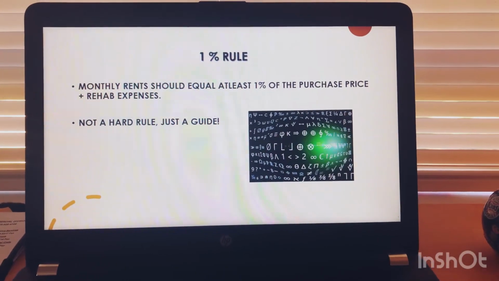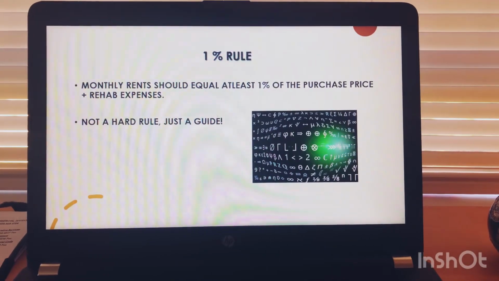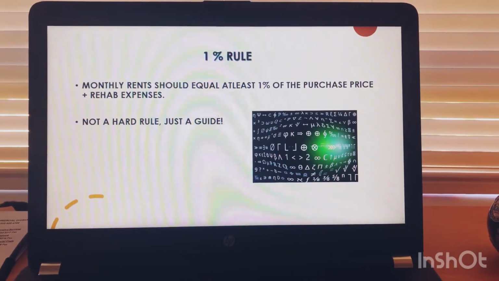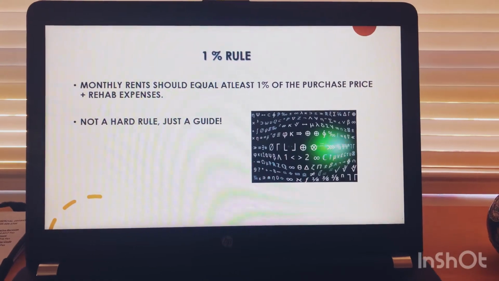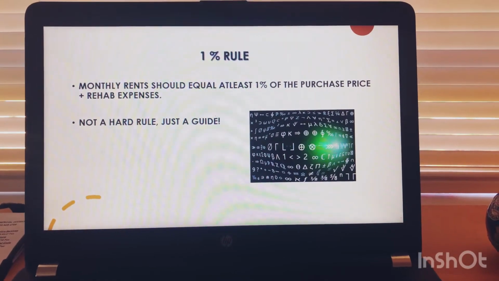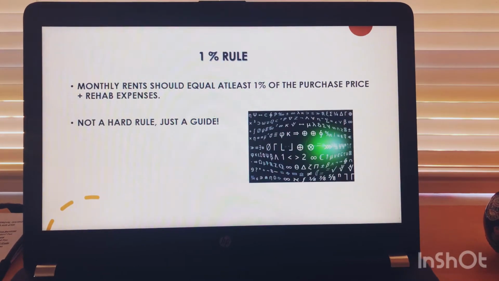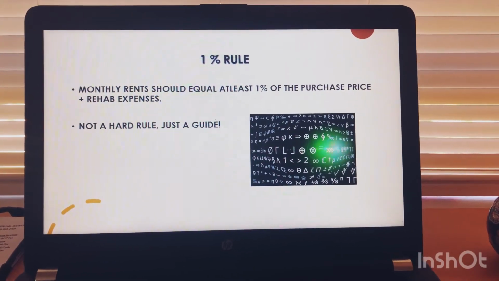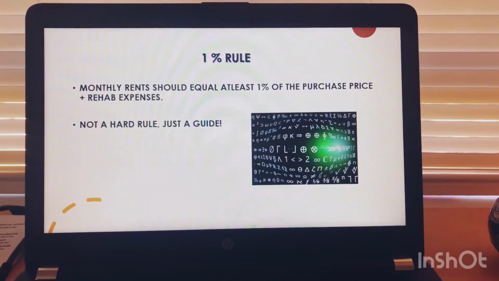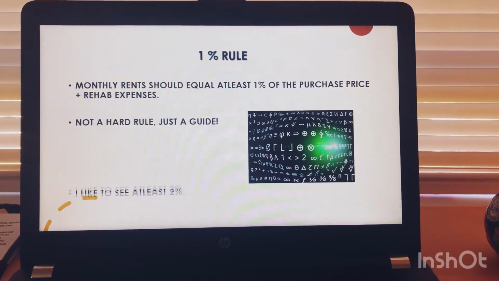And again, it's not a hard rule. It's just a guide. If the property meets these criteria and the monthly rents equal at least 1% of the purchase price plus any rehab expenses that you might have on the property, that doesn't necessarily mean it's going to be a good deal. It just means that, okay, maybe it's worth looking into more.